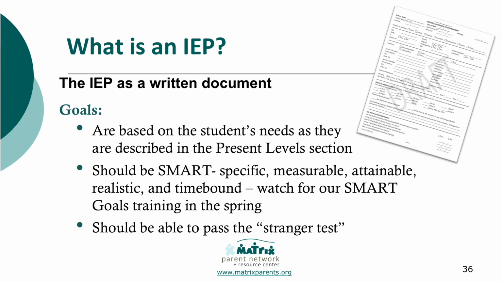Another thing that we often say is that the goal should meet the stranger test. That means if somebody who's never met your child, doesn't know anything about your child, should be able to read the goal and visualize in their mind what the child will be doing if they attain that goal.